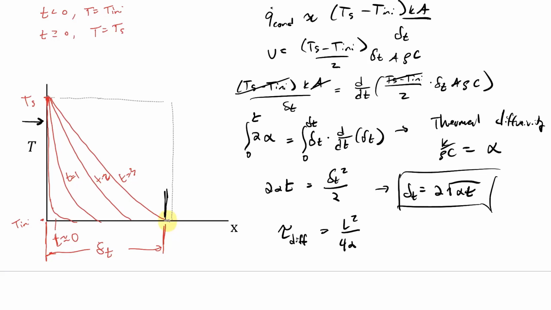So let's say I have some body, some wall, and it has a length L. It's a thickness, from one side of the wall to the other side of the wall. That length is L. Then we can characterize the amount of time it's going to take for heat to diffuse across that wall as tau diff, with this relationship, L squared over 4 alpha.